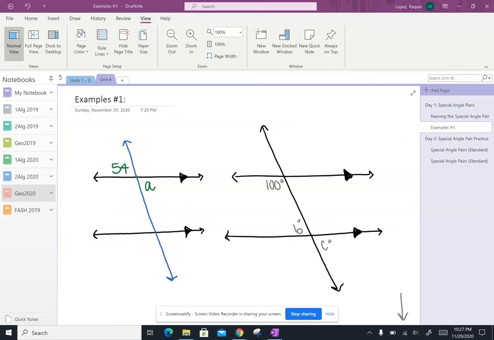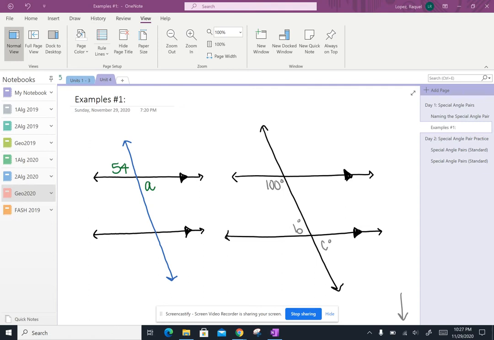Welcome back, Geometry. In this video, we'll be going over how to apply those special angle pairs to problems that you might see on your homework after this. Okay, so let's go ahead and find all of the indicated angles below.